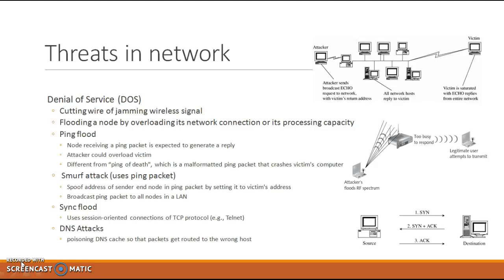Another one is called the Smurf attack. Using a ping packet, you spoof the address of the sender in the ping packet by setting it to the victim's address. So what we do is spoof the address. For example, if some of my students send emails to the dean on my behalf and I don't know about it, it means that they spoofed my address. When someone sends email on your behalf, that is what we call a Smurf attack. So, spoof the address of the sender in the ping packet by setting it to the victim address.